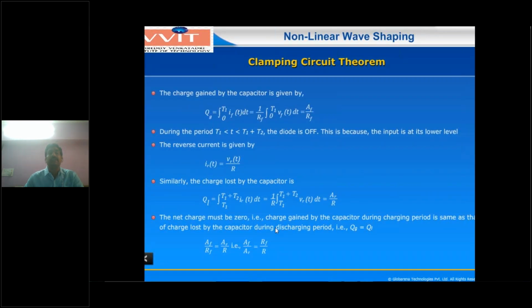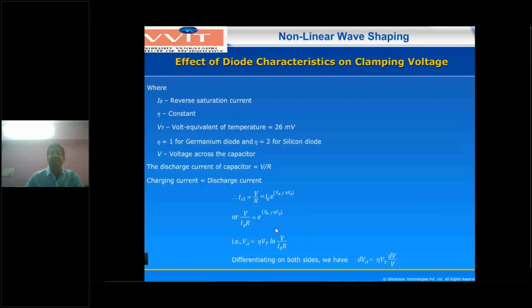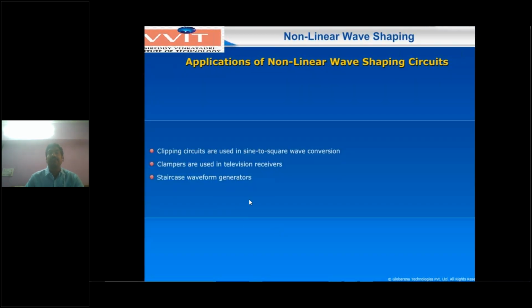Similarly, another one, the practical clamping circuit theorem, you also have to go through. And the effect of diode characteristics. These are the applications of nonlinear shaping, clipping circuits and clamping circuits. Clipping circuit means two-level clipping, where a sine waveform is converted into a square waveform. And clamping circuits are used in television receivers and staircase waveform generation. These are the applications; you have to go through them.